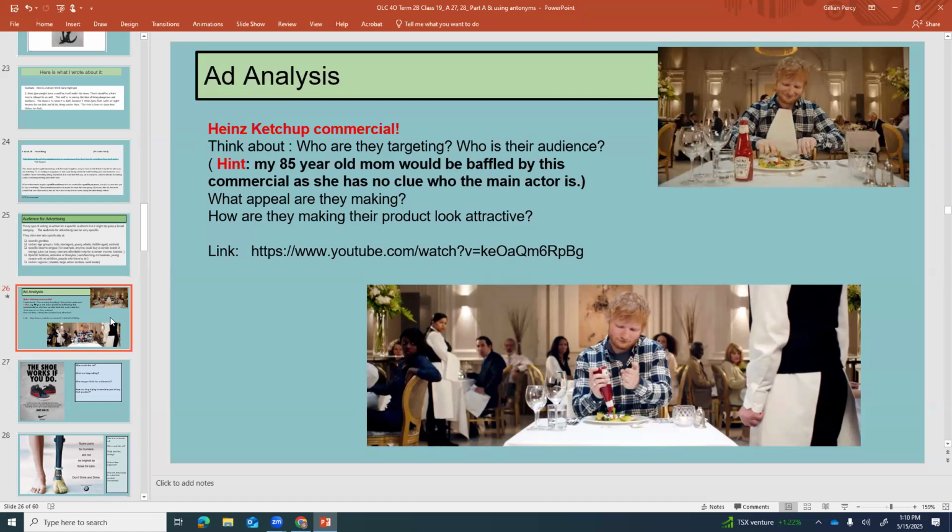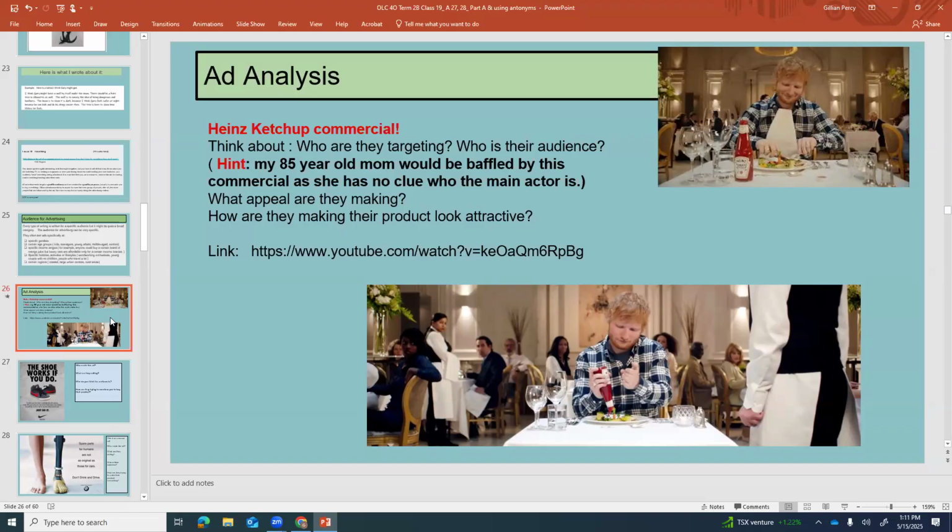Now, again, people might say, well, everybody. But my 85-year-old mom would have no idea who this guy is. Okay. So it wouldn't necessarily appeal to her. It wouldn't even necessarily be funny to her. She might be horrified, in fact, she probably would be horrified by somebody bringing their own ketchup to a restaurant and using it to put on their fancy food. She would 100% be having heart failure here. So they're targeting a certain audience. What age range might be interested? What income bracket level, right?